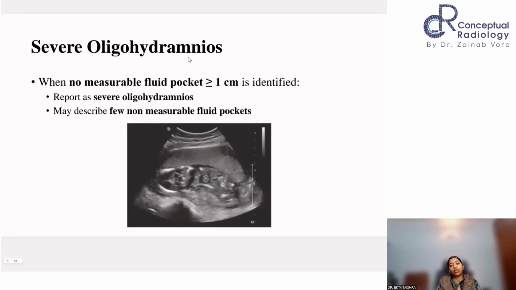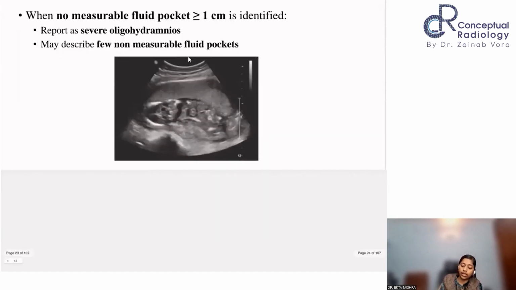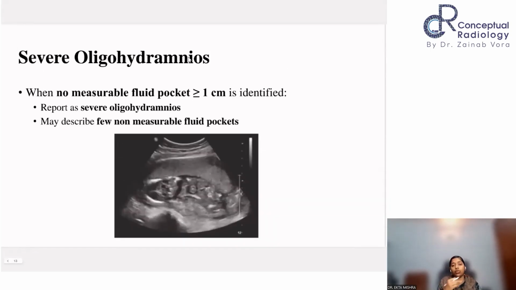The pocket should be at least 1 centimeter wide to be included in the measurement. Now, what happens in severe oligohydramnios? There is not even a single pocket which is 1 centimeter wide to take the measurement. So what to do in such cases? You will report it as severe oligohydramnios and few non-measurable fluid pockets were seen. There's no need to give a specific number in such cases because there is no measurable pocket. Less than 1 centimeter, don't measure it, otherwise you're going to overestimate the AFI.